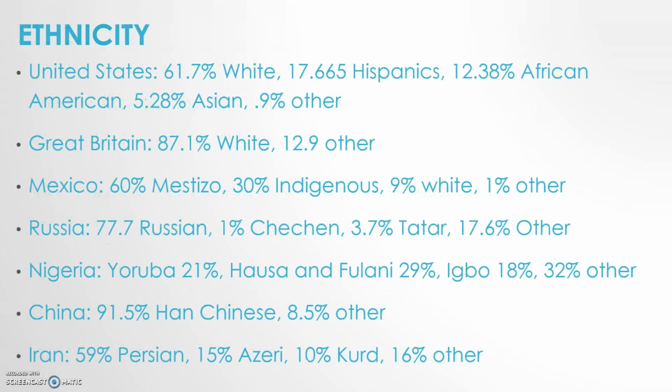I then compared each country to the different ethnicities that the citizens hold. United States, primarily white with Hispanics and African American. Great Britain with primarily white. Mexican with mestizo. Russia with Russian and Chechen. Nigeria with Yoruba. China with Chinese. And Iran with Persian and Azeri. I may pronounce something wrong, and I am sorry if I did.